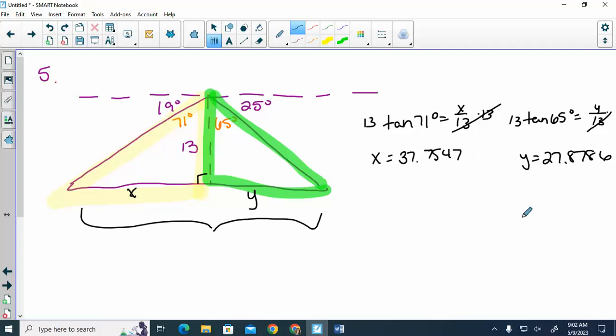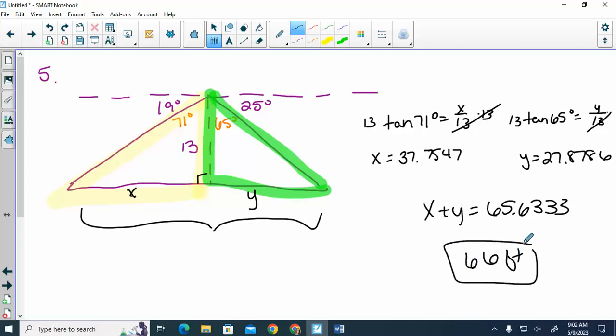And you get 65.6333. I said use significant digits, so all of these numbers just had 2 significant digits, so I rounded this to 66. Is that okay?